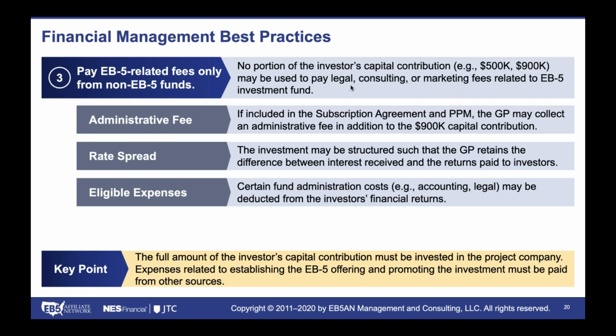So as you can see, there are certain pieces of this, the administrative fee, the different interest rate, the eligible expenses, and all of those things need to be tracked and ensured that EB5 is being spent directly on what it's supposed to be.